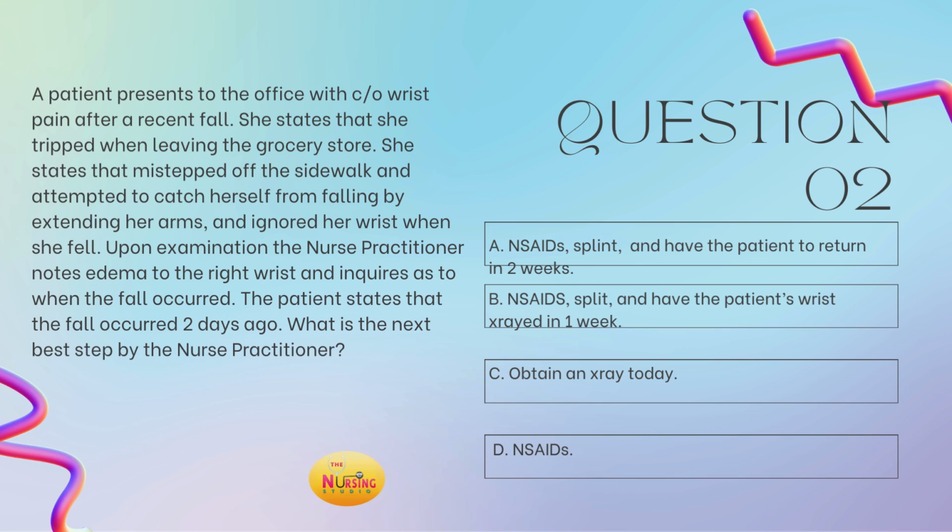All right, so here the stem of the question states, what is the next best step by the nurse practitioner? All right, so what are we doing here? This patient came in, she's complaining of wrist pain, recently had a fall. She states that she misstepped coming out of the grocery store off of the sidewalk, attempted to catch her fall, brace herself by extending her arms, and she injured her wrist when doing so. The nurse practitioner notes edema and asked about when the fall occurred, and it was 2 days ago. So, what's the next best step by the nurse practitioner?